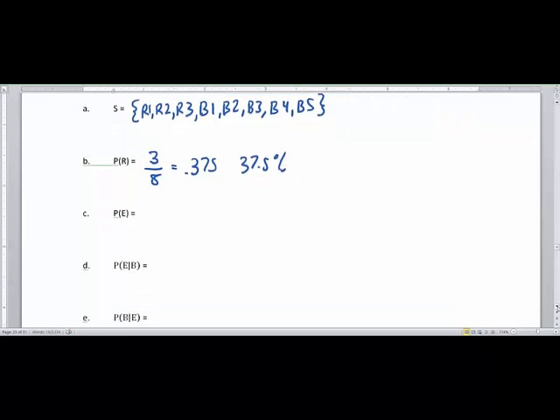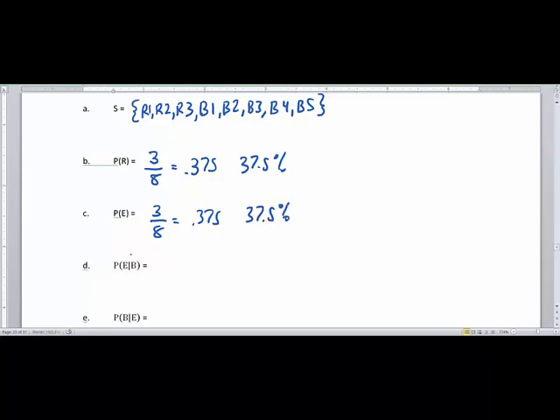Now let's look at the probability of an even card. Now even cards are 2, 2, and 4. So only 3 of these, 3 out of 8, which happens to be 0.375 or 37.5%.